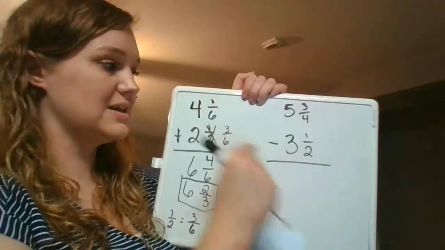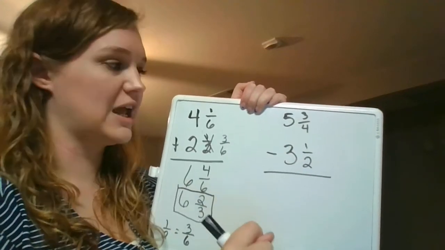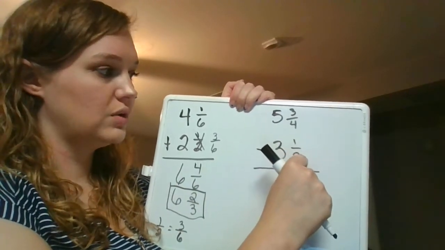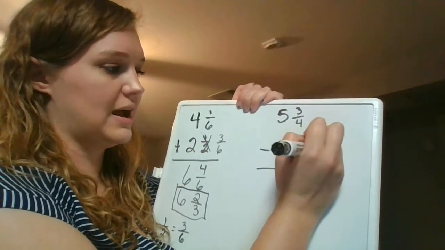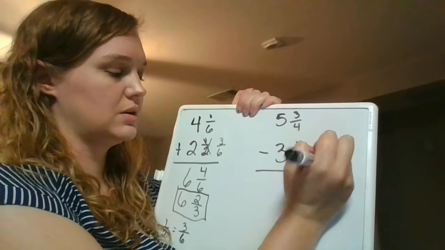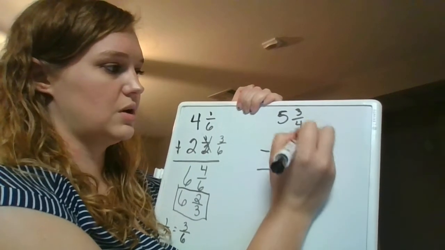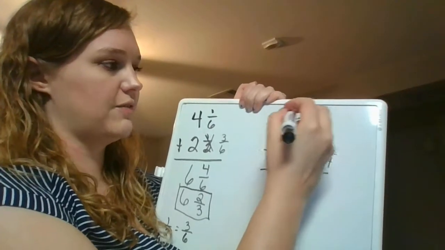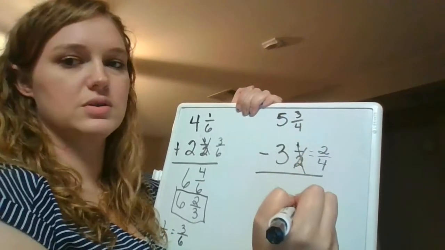Now, just like this, I can't subtract because my denominators are different. So I have to change. Now, 1/2 can easily become fourths because 1/2 is equal to how many fourths? Well, 2 times 2 is 4, so 1 times 2 is 2. So instead of 5 3/4 minus 3 1/2, I can do 5 3/4 minus 3 2/4.